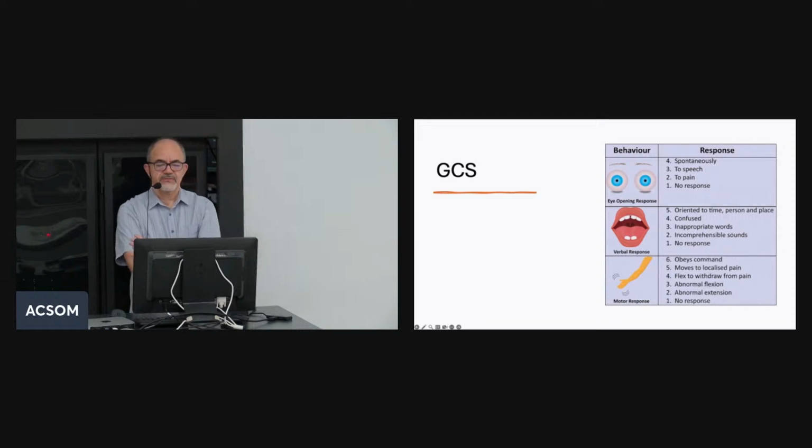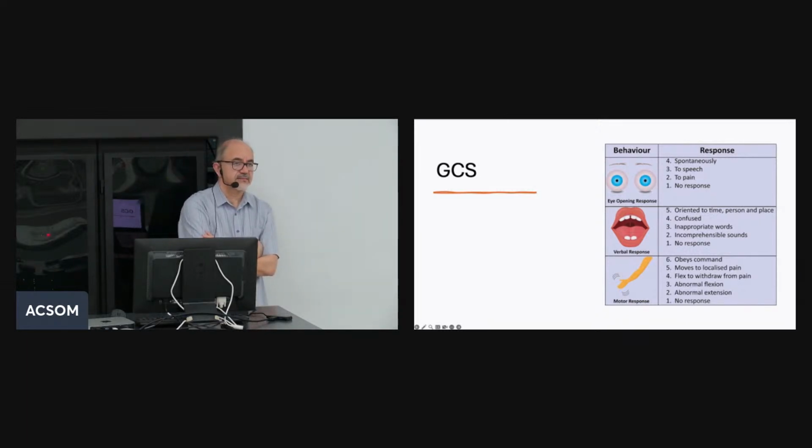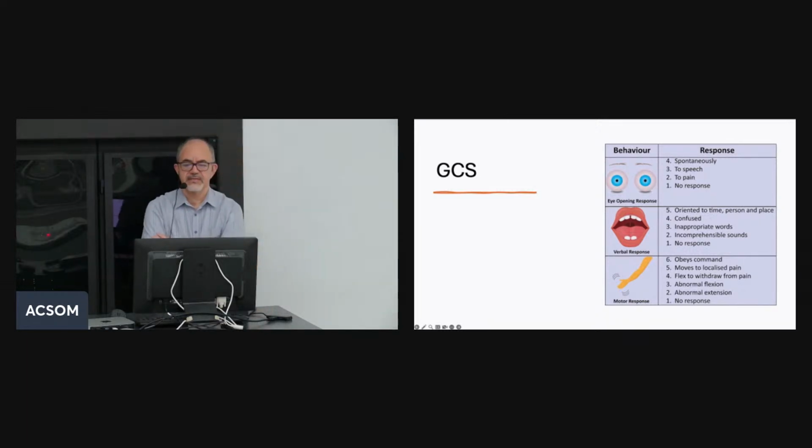For verbal response, if they're oriented to time, person, and place, they get a 5. If they appear confused, they're alert, they're awake, but they are confused, 4.